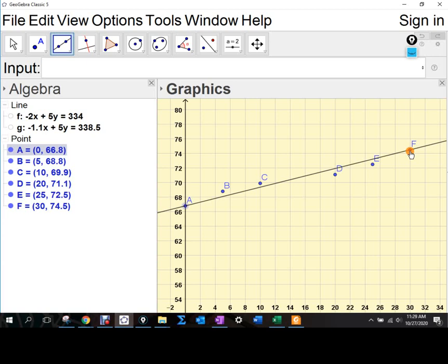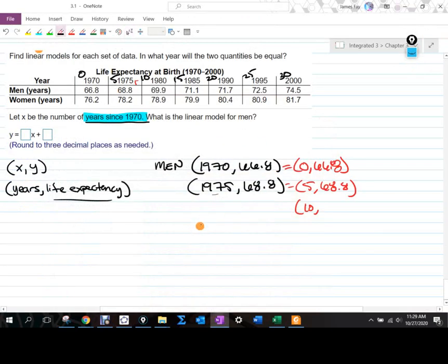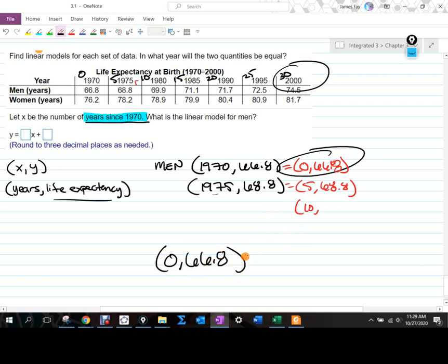Basically, when we choose a line of best fit in science, there are tools called linear regression that allow us to get the best one. But if you're doing it without those tools, usually you want about an equal amount of points above your line and an equal amount of points below your line, and obviously some points on your line. So A and F would be the ordered pairs 0, 66.8, and 30, 74.5.